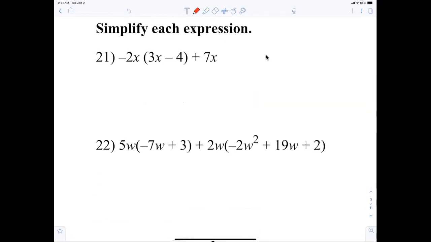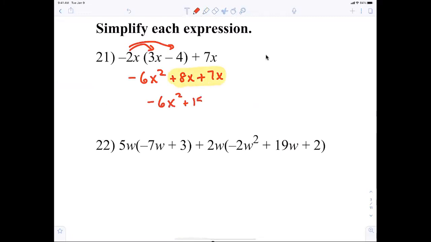21. Distributing in negative 2x. Negative 6x squared plus 8x plus 7x. And now, of course, we're combining terms. Negative 6x squared plus 15x.